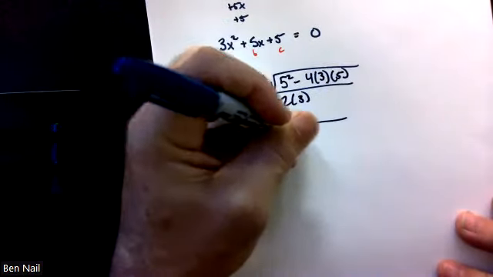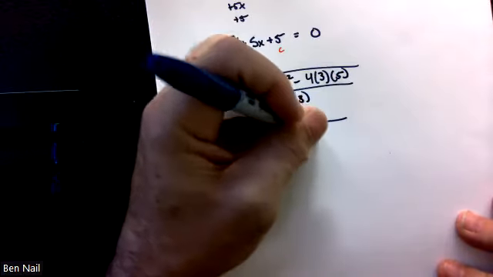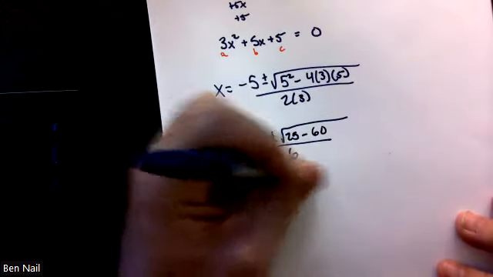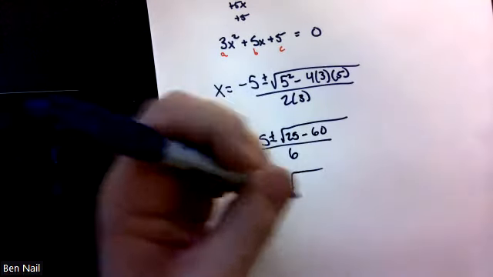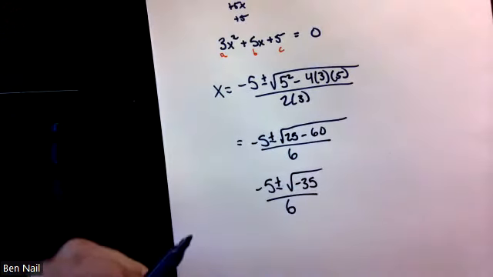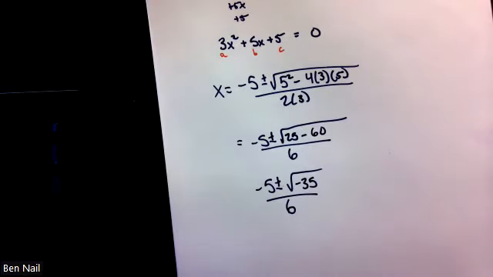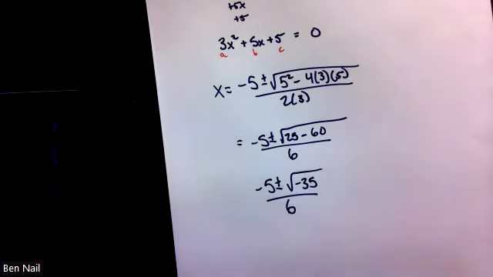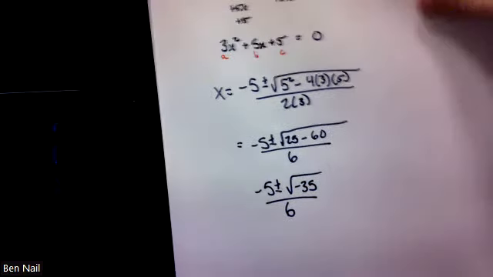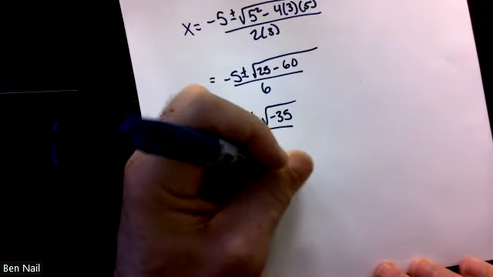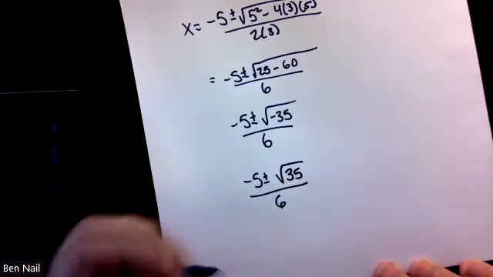5 squared is 25. 4 times 3 is 12, times 5 is 60, 2 times 3 is 6. 25 minus 60 is negative 35. Okay, now the square root of 35 does not break down. The square root of a negative, again, does make this answer imaginary. Not all of the answers will be imaginary, but if you get a negative inside of the square root, it is. Now, different people will put the i in different places.